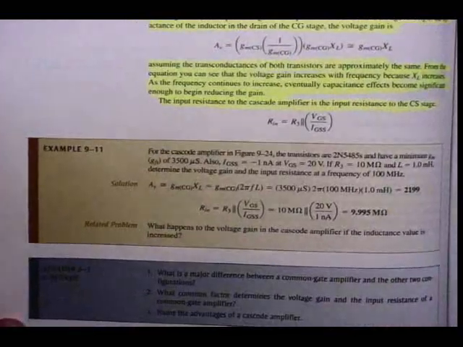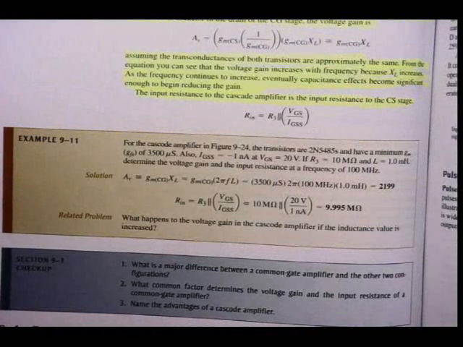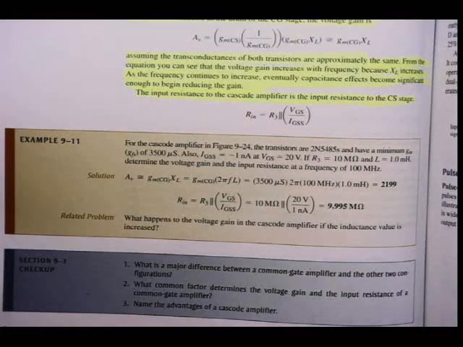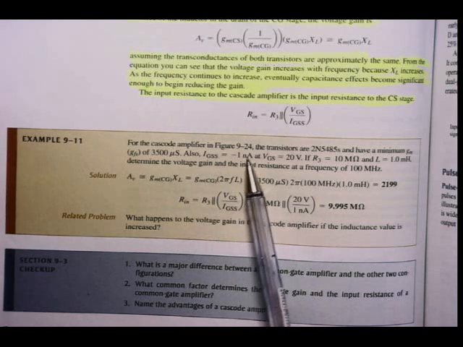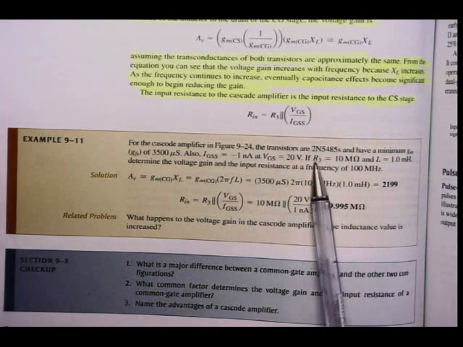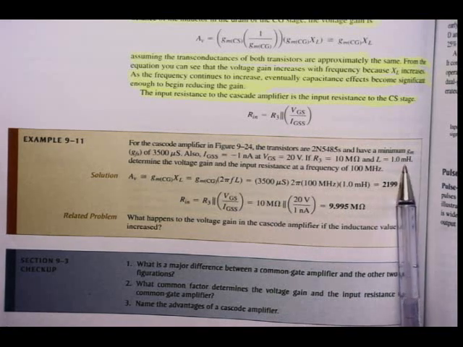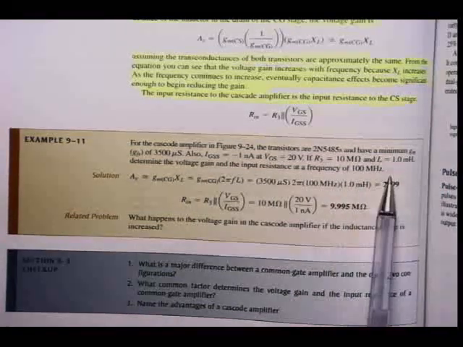Let's have a look quickly at that last example. Example 9-11. It's got nothing to do with the two towers. For the cascode amplifier in figure 9-24, the transistors are 2N5485s and have a minimum gfs of 3500 microsiemens. Also, IGSS is equal to minus 1 nanoampere at VGS equal to 20 volts. Then it says if R3 is 10 megaohms and L is equal to 1 millihenry, determine the voltage gain and the input resistance at the frequency of 100 megahertz.